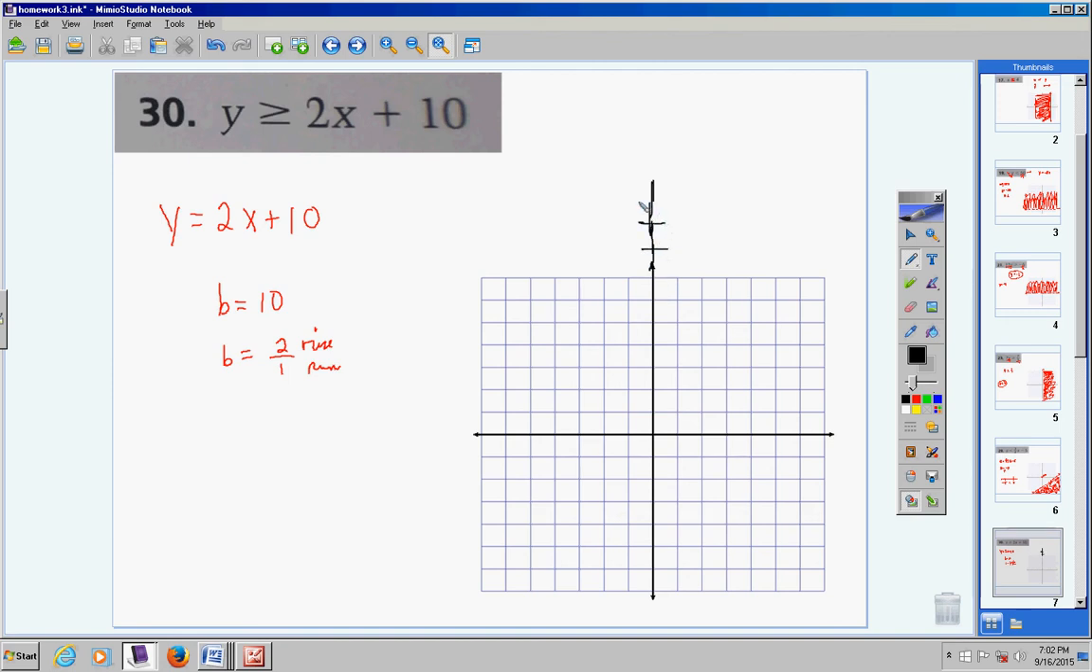8, 9, 10, 11, 12. All right, now, okay, so my y-intercept is 10, so I'll put a point right here.